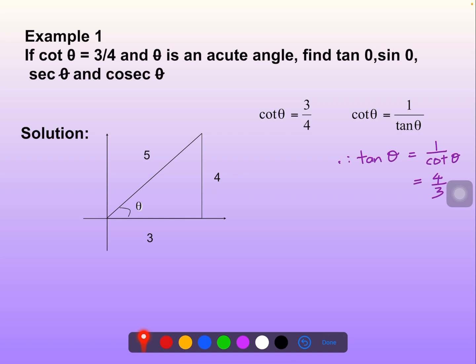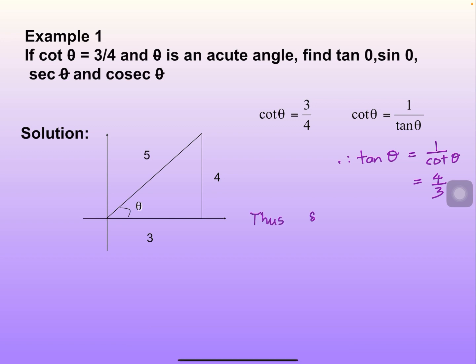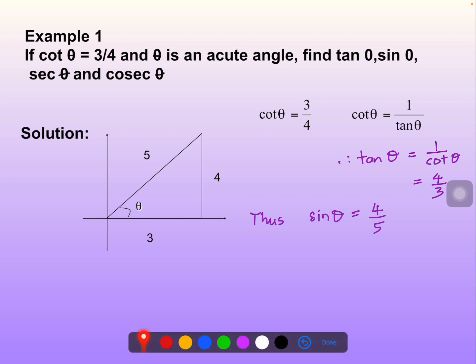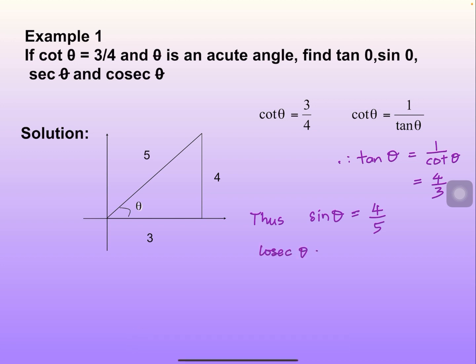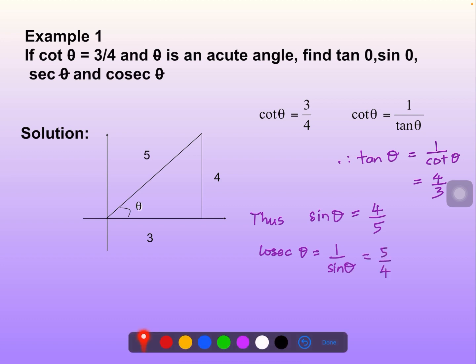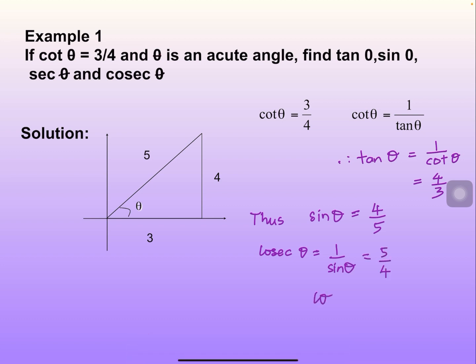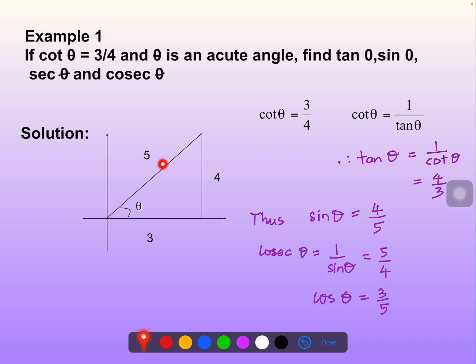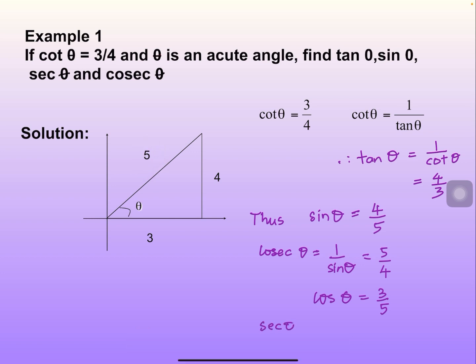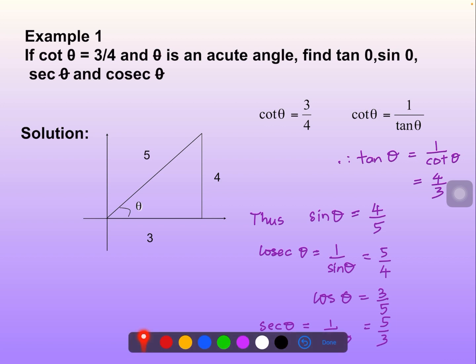From this diagram, you can list down now all the trigo functions. That is sine theta equals 4 over 5, cosecant theta is 1 over sine theta, equals 5 over 4. Cos theta is 3 over 5. And secant theta is 1 over cos theta equals 5 over 3.